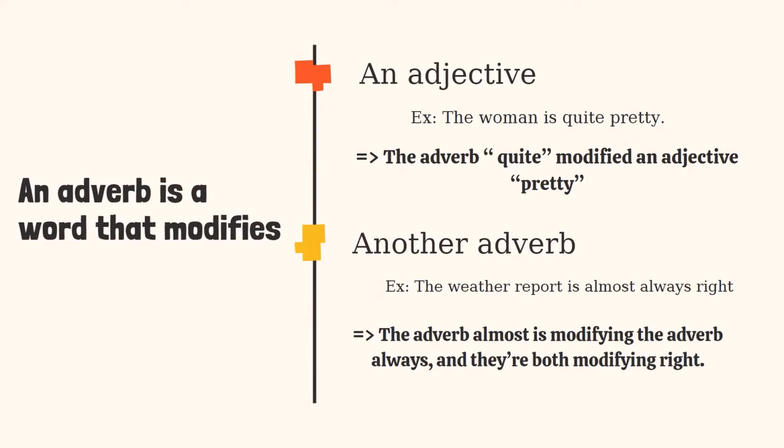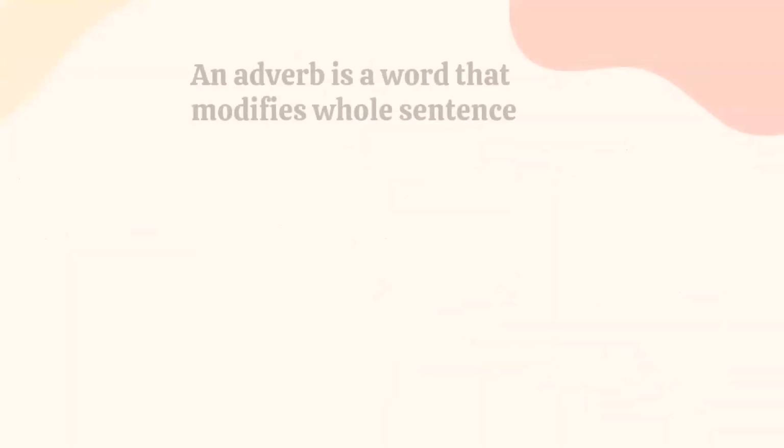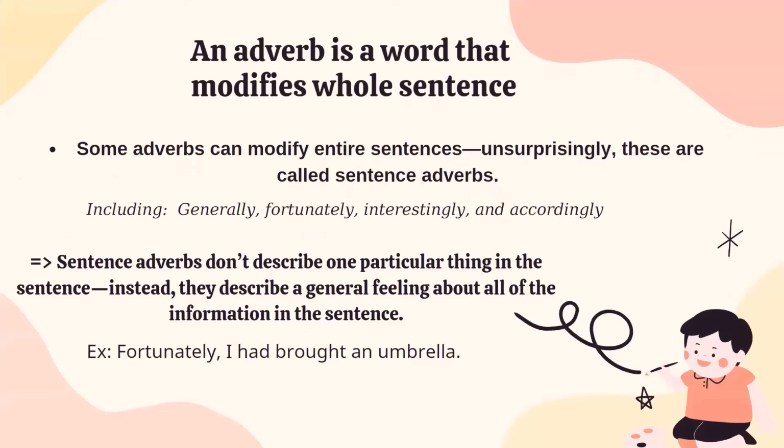Hoặc là trạng từ bổ nghĩa cho những trạng từ khác, ví dụ như the weather report is almost always right, trạng từ almost đang bổ nghĩa cho trạng từ khác trong câu. Trạng từ còn bổ nghĩa cho cả một câu, ví dụ như một vài trạng từ bổ nghĩa cho cả câu, và thông thường những trạng từ này được gọi là trạng từ của câu. Ví dụ như là generally, fortunately, interestingly or accordingly.